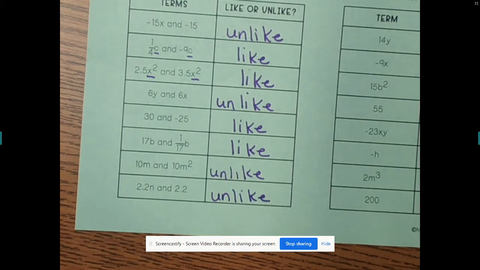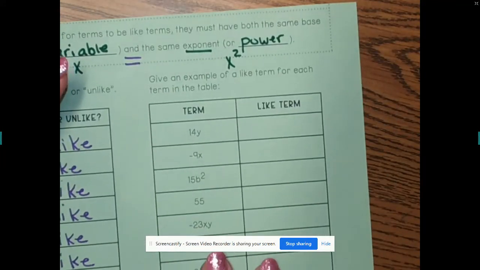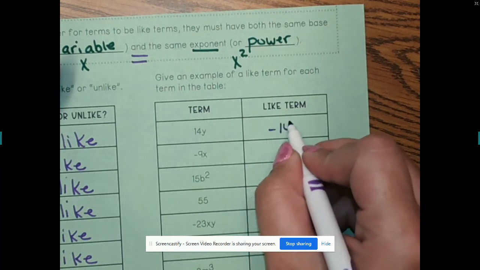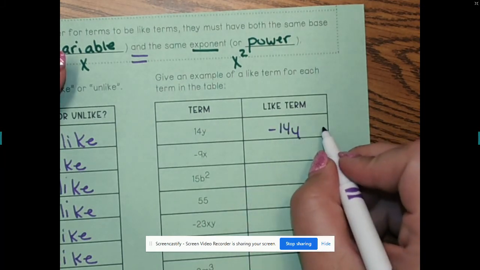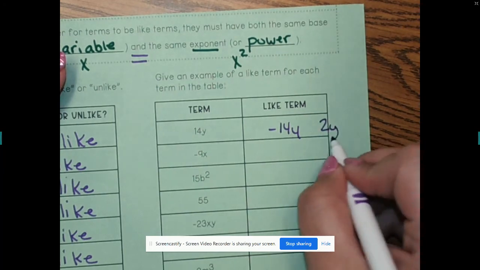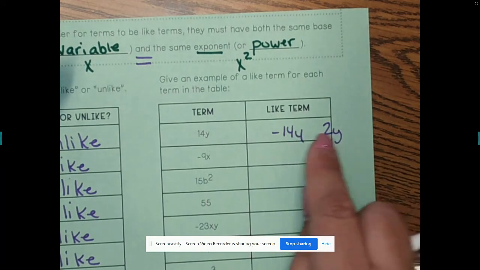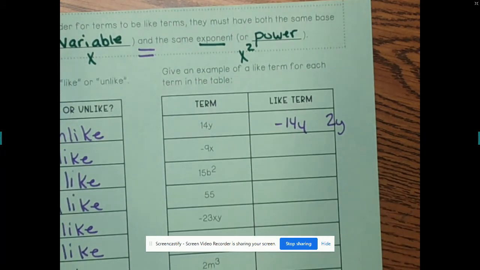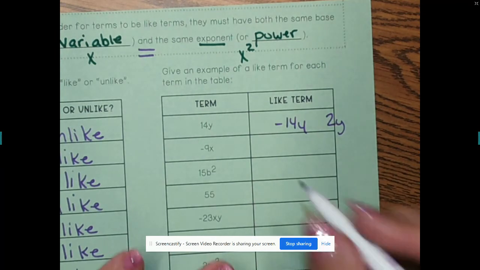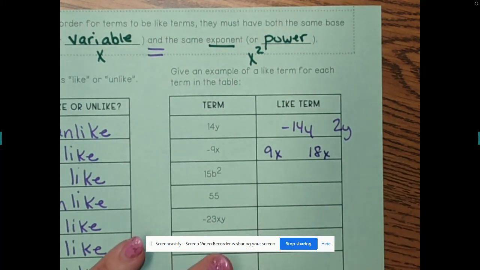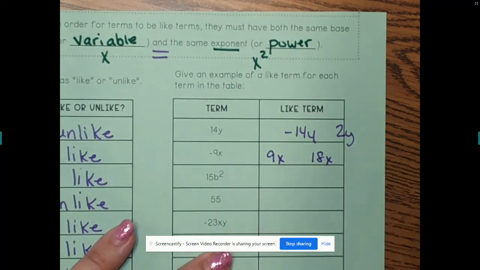If I had 14y, what is another like term for 14y? Negative 14y. Mallory, what'd you say? Could 2y also work? Yeah, they all have y's. Could I combine them? Yes. Negative 9x. What is another number that has x attached to it? 9x. 18x. 17.2x. As long as they have x's, they are like.